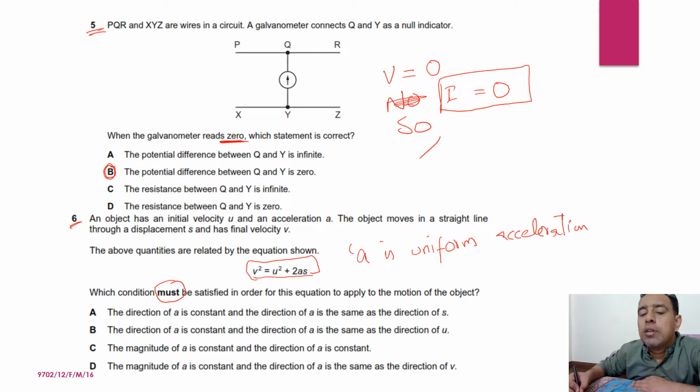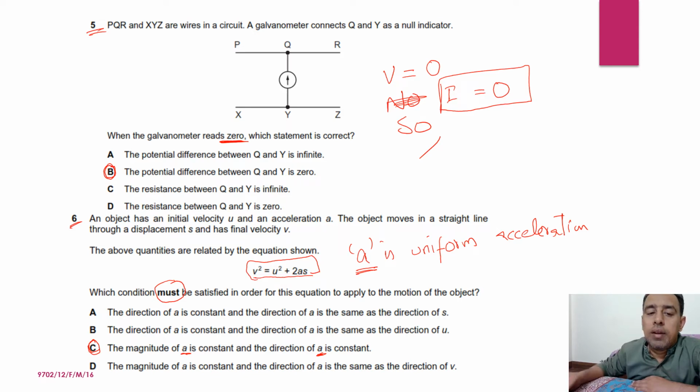If acceleration is uniform, it means neither the magnitude nor the direction of the acceleration is going to change. So option C is correct, because the magnitude of A is constant and the direction of A is constant. It means A is completely uniform. That's why this equation is valid. So this condition must be satisfied. Some more conditions may be satisfied about the direction of velocities, but this condition is the must one.